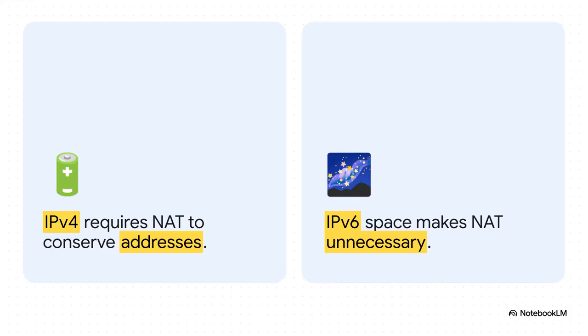Which naturally brings us to the future, IPv6. You see, IPv4 required NAT because we just didn't have enough addresses for the billions of devices coming online. But IPv6 was designed with an incredibly massive address space. We are talking so large that every single grain of sand on Earth could have multiple IP addresses. Because there is such an absolute abundance of IPv6 addresses, NAT is generally unnecessary in an IPv6 network. Devices can finally have true end-to-end connectivity again without the router having to constantly play translator.